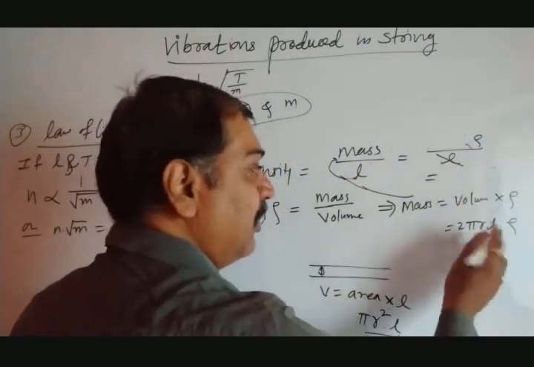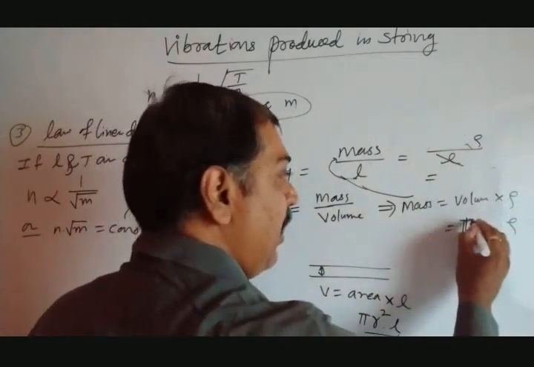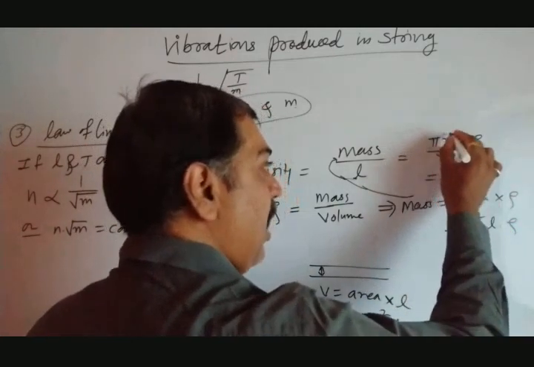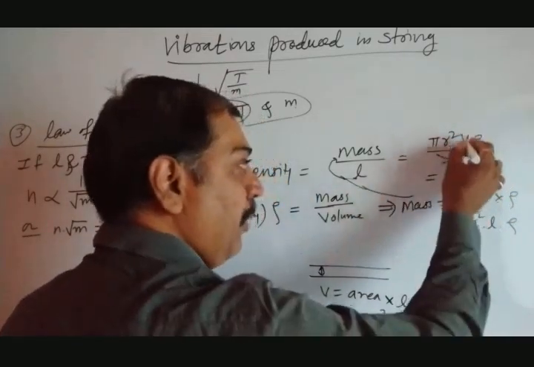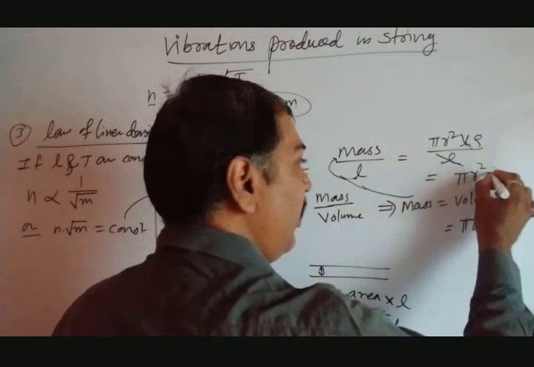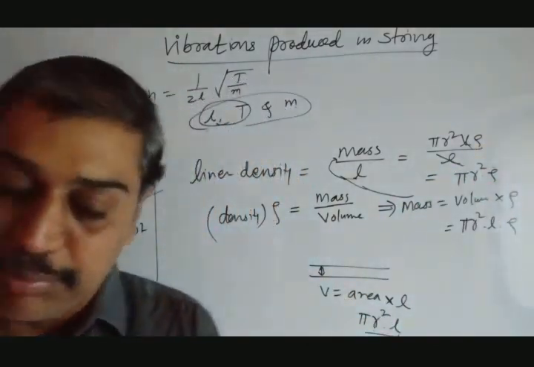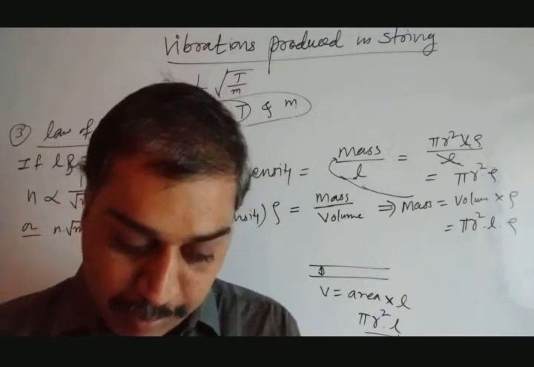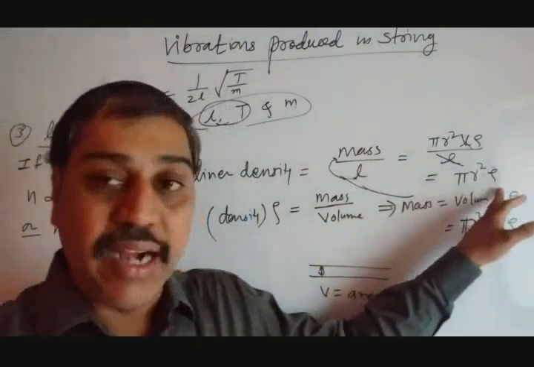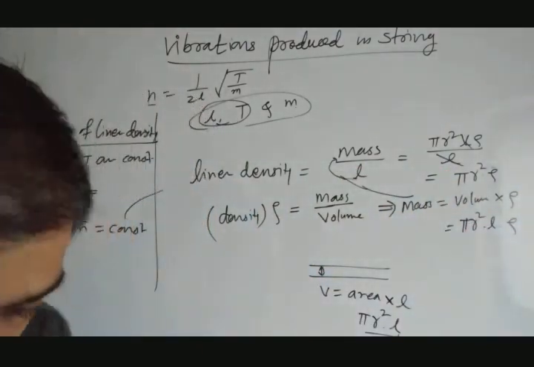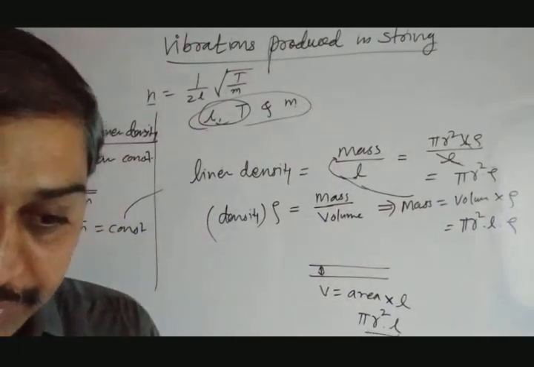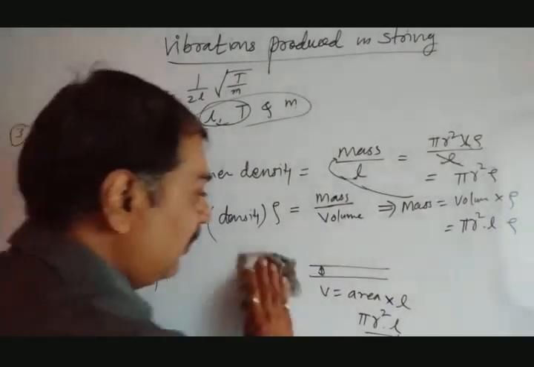So volume as here we should take pi R square into L, and mass is pi R square into L into rho. Put it here. L gets cancelled out. What is remaining now? Pi R square into rho. That part is nothing but mass per unit length, that is, the linear density, pi R square into rho. Same value we have to put in the frequency equation and solve it.